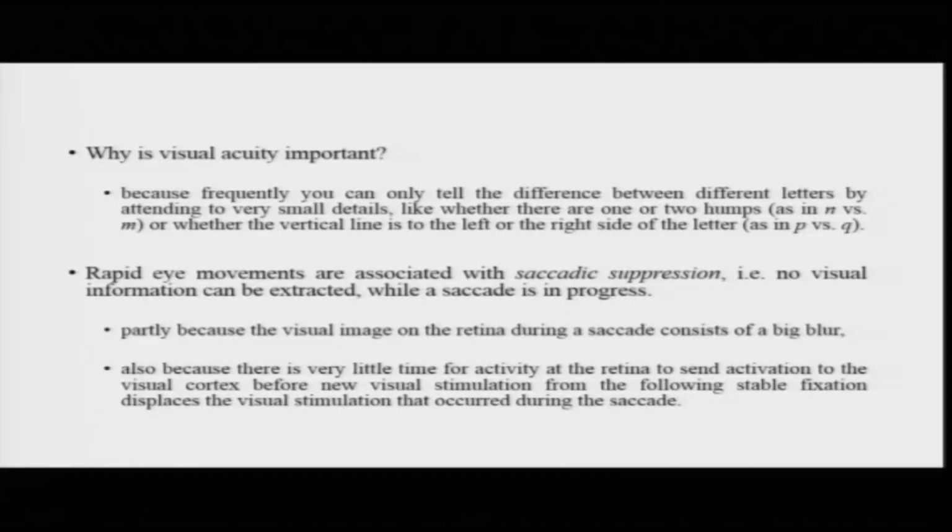Why is this happening? Why do you not get more information while you are moving the saccade? Partly because the visual image that falls on the retina during the saccade is mostly a blur. It's not detailed, and it's so fast that you don't really register a lot from there. Also, there is very little time for activity at the retina to send activation to the visual cortex.